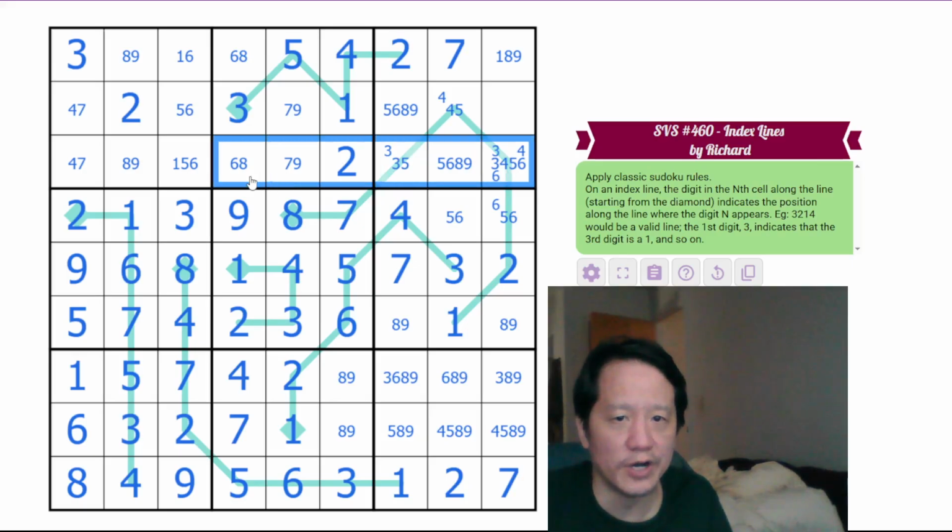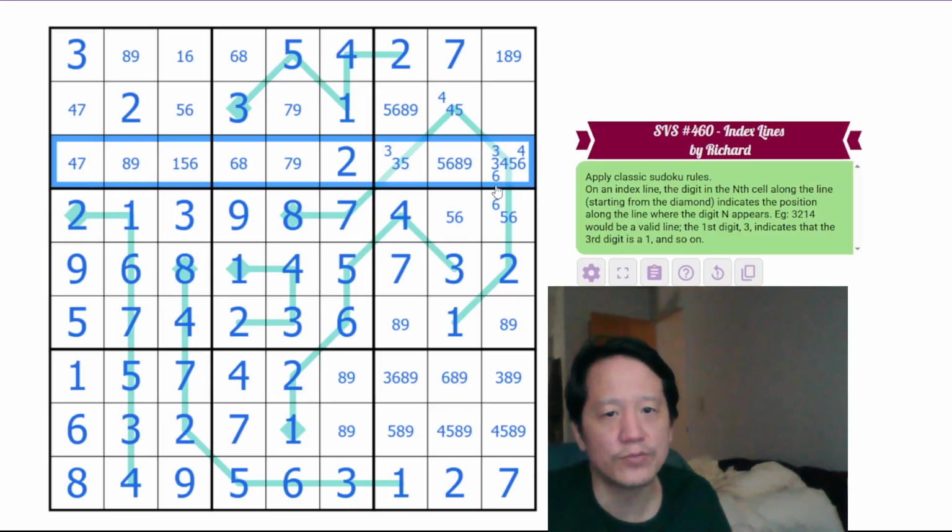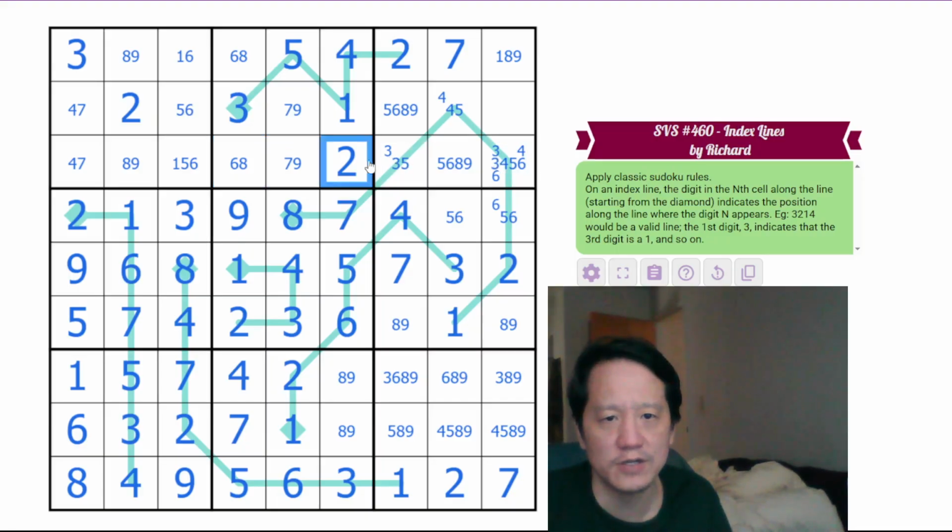And where is 1 in row 3? Cannot be here because 1's in this box and the index line already has a 1. And this 1 eliminates 1 from being here. 1 can't be here, so 1 has to be here. So this is 1, which makes that 6, which makes that 5.